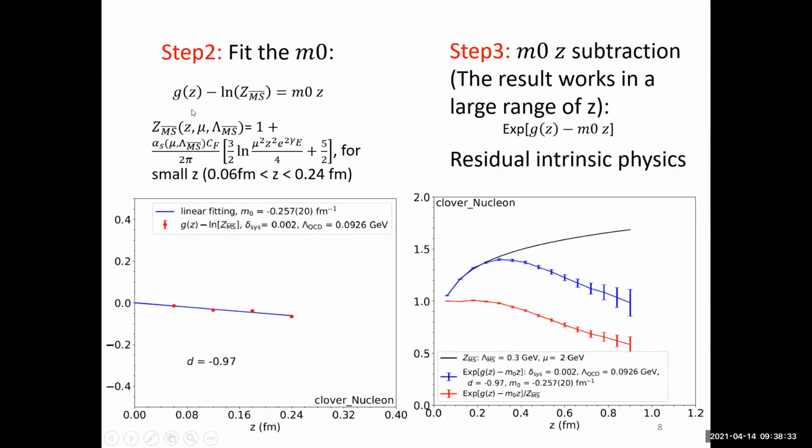And then we fit the m_0 in a small z window. Here we chose a window like this, where this is the region that perturbation theory can work. And then we subtract the m_0 z to get the residual intrinsic physics. It is the blue curve. The black curve is calculated perturbatively, and the black curve and blue curve are consistent at small z. That means you can really match the lattice results to the continuum scheme at short distance.